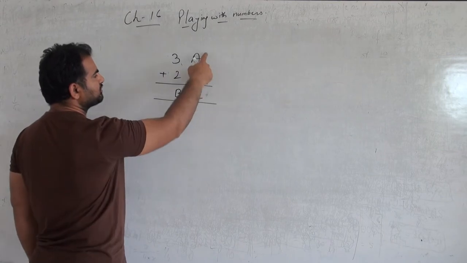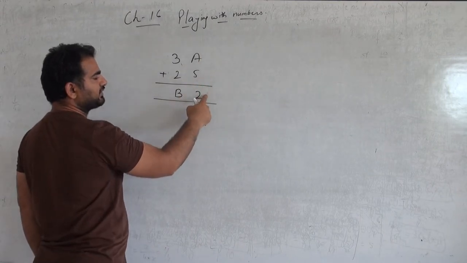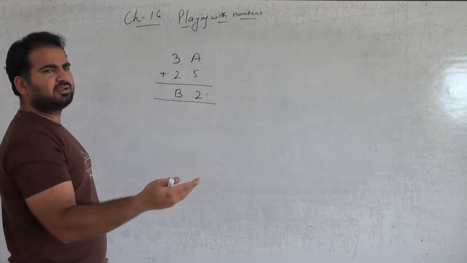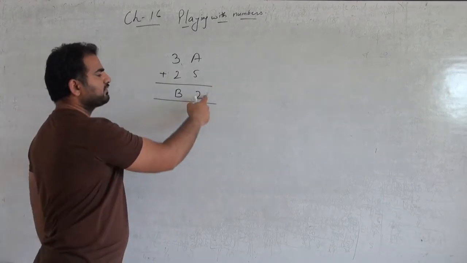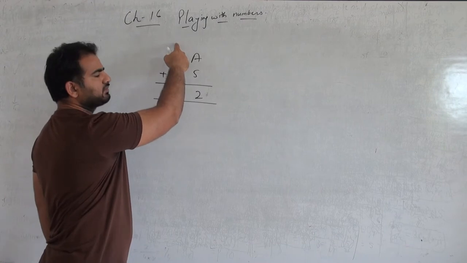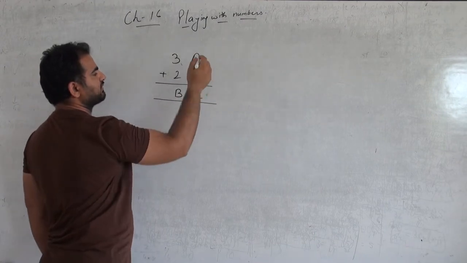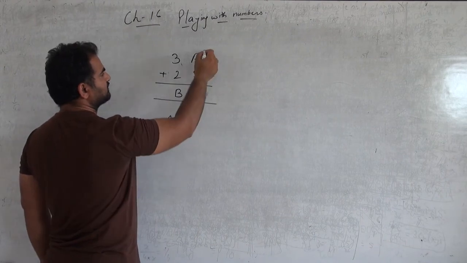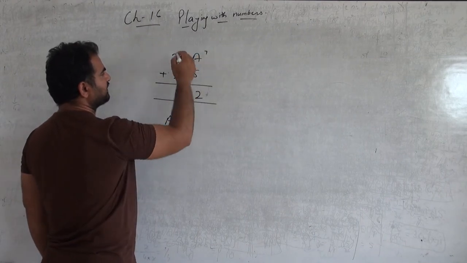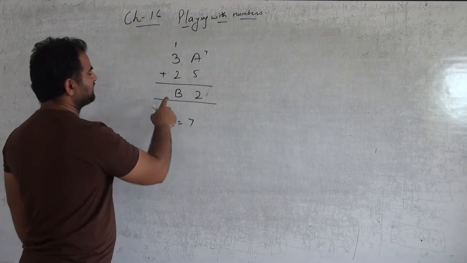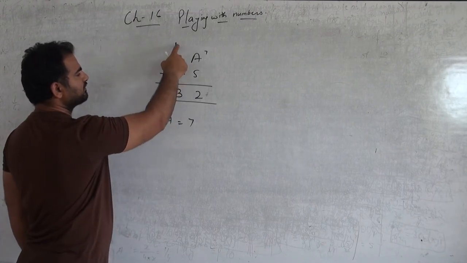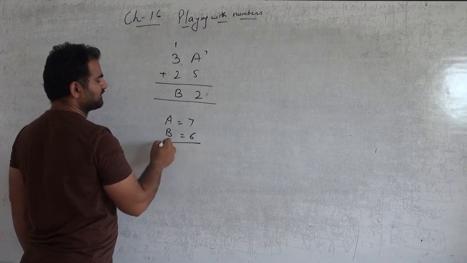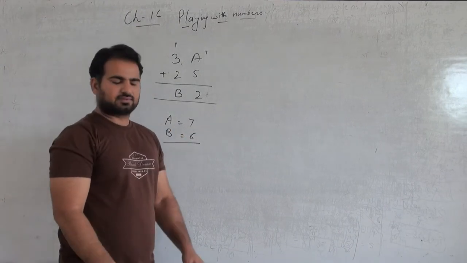So what should be added to 5 so that it gives 2? We can say that it should be 12 instead of 2 and the carry will go there. So it should be 7. A equals 7. So 7 plus 5 equals 12 and the carry is there. So the answer B is 3 plus 1, 4, 5 and 6. B will be 6. This will be the answer.